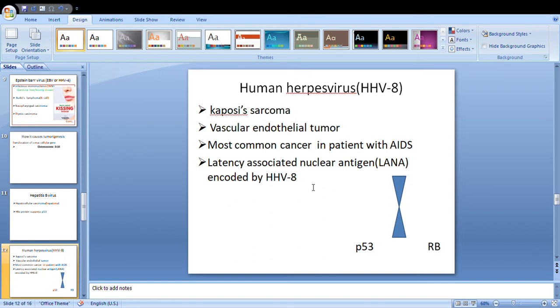One of the proteins encoded by human herpes virus 8 is the latency associated nuclear antigen, and this antigen suppresses the normal genes, p53 and the retinoblastoma gene. So this is the path by which human herpes virus 8 causes oncogenesis.